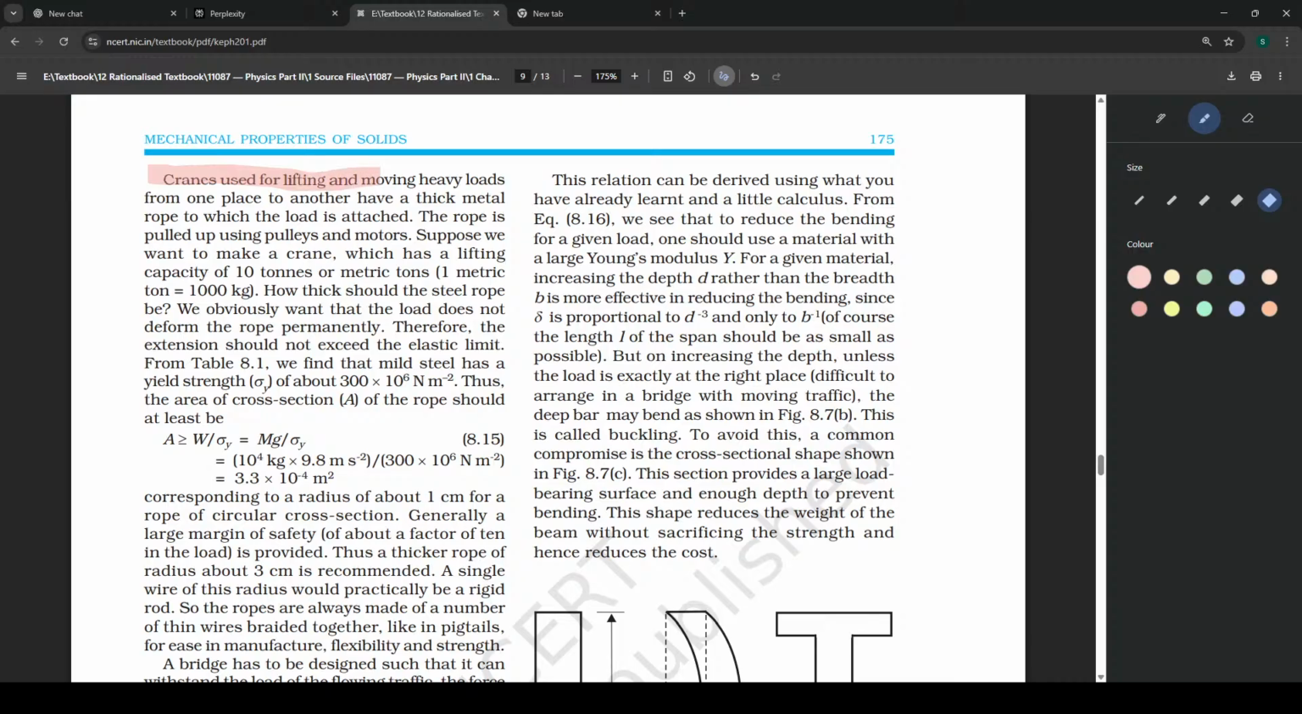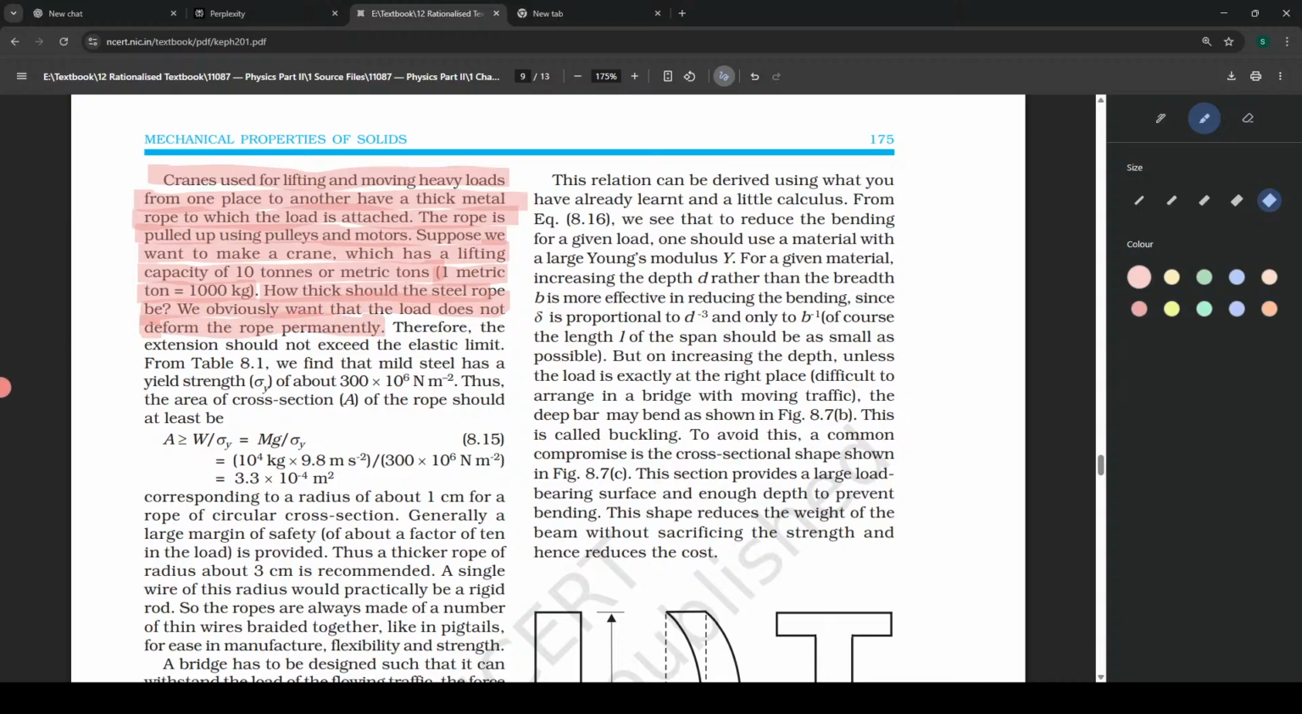Cranes used for lifting and moving heavy loads from one place to another have a thick metal rope to which the load is attached. The rope is pulled up using pulleys and motors. Suppose we want to make a crane which has a lifting capacity of 10 tons or metric tons. 1 metric ton is equal to 1000 kgs. How thick should the steel rope be? We obviously want that the load does not deform the rope permanently.